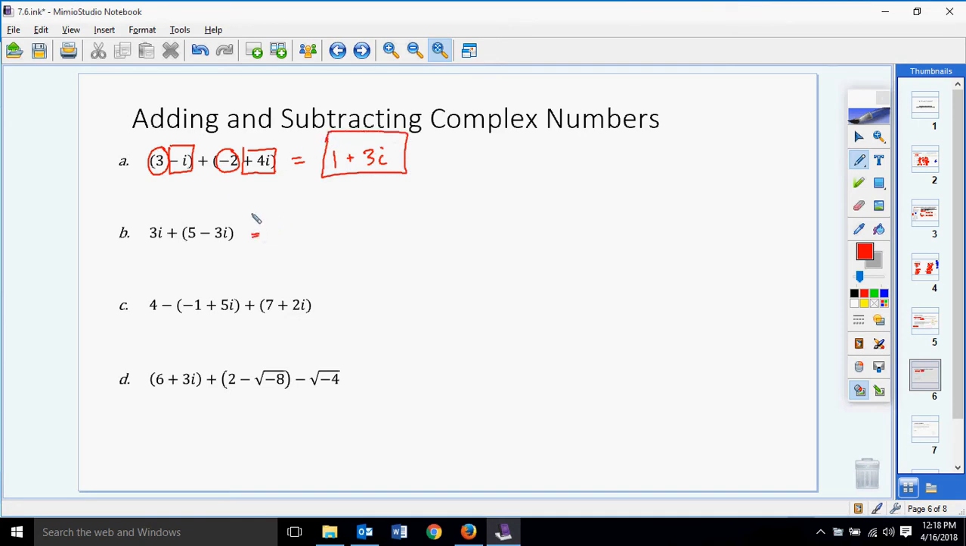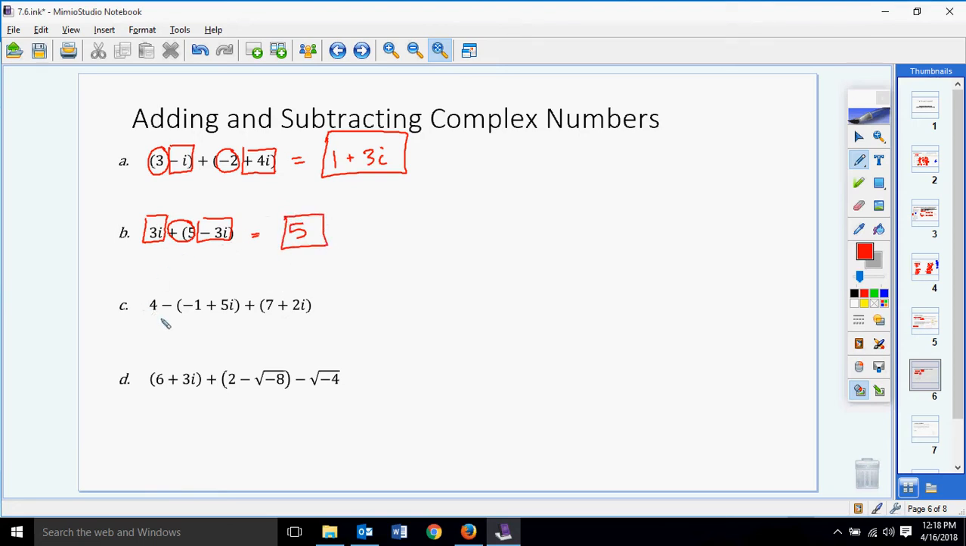Down here, same thing. I'm going to try to collect my real numbers, go in the front. So I have a positive 5, and that would just be on its own. But then I have my i term, so I have a 3i plus a negative 3i, which would actually cancel. 3 minus 3 is 0, so my answer here would be 5.